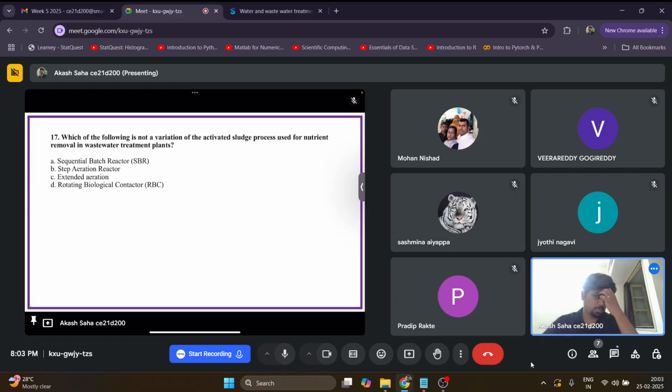Next question. Which of the following is not a variation of the activated sludge process used for nutrient removal in wastewater treatment plants? Is it SBR, step aeration, extended aeration, or rotating biological contactor? Which of them is not a variation of the activated sludge process for nutrient removal?